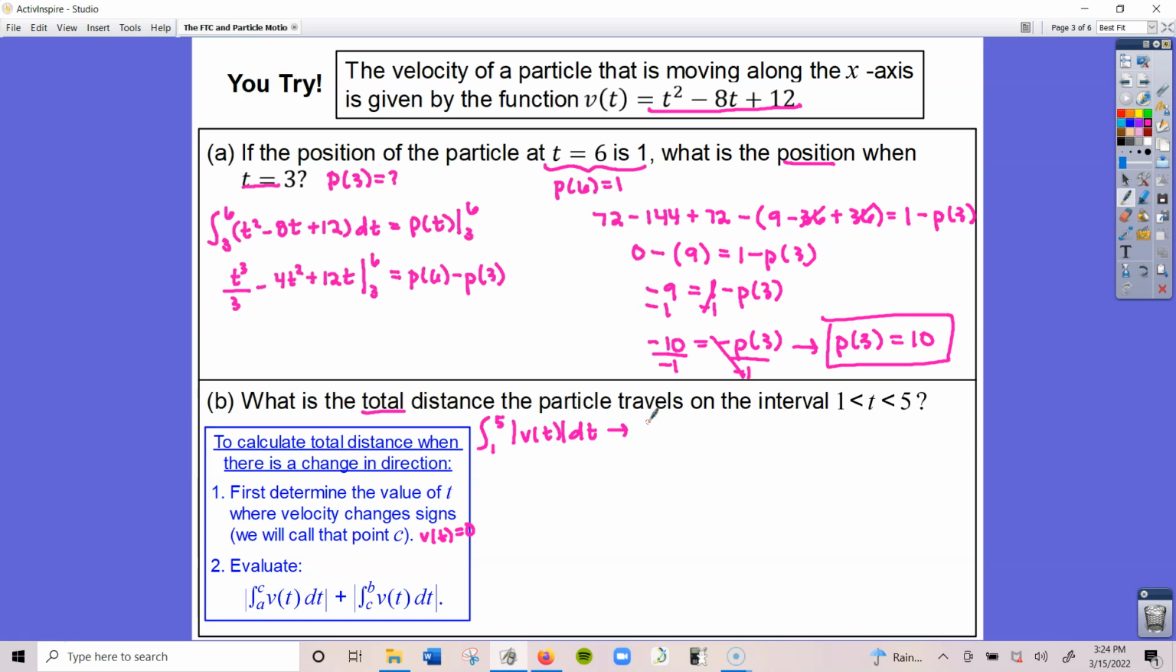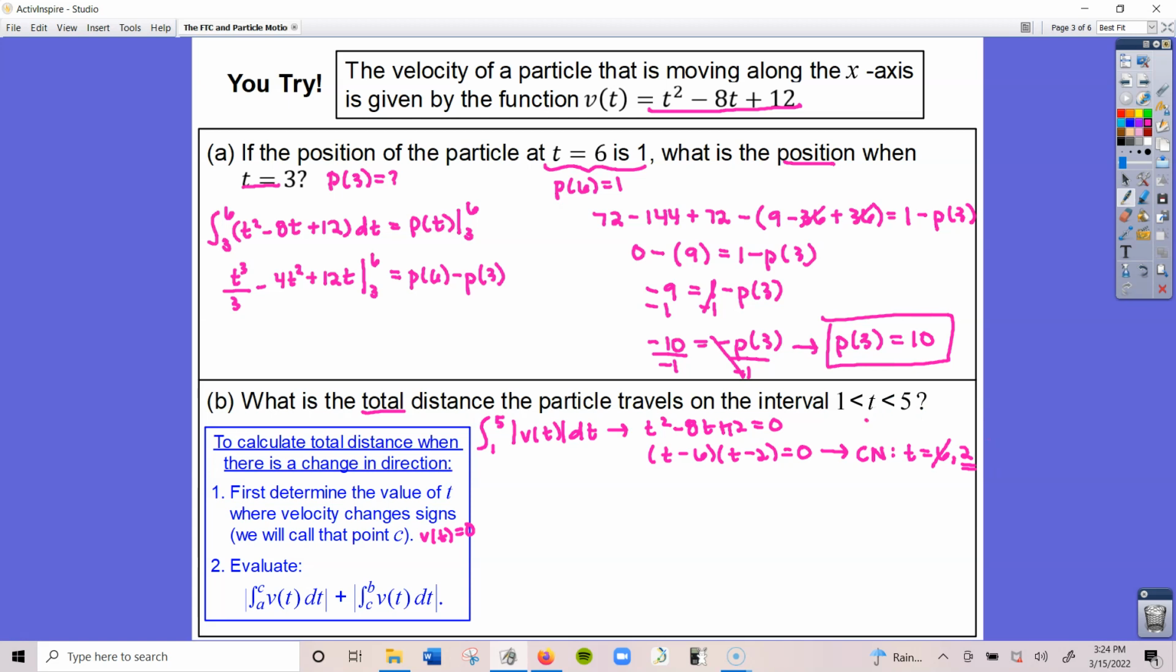So my v of t, which is t squared minus 8t plus 12, equals 0. Since this is a quadratic, I can factor. This is t minus 6 and t minus 2, since negative 6 times negative 2 is positive 12, and negative 6 minus 2 gives me negative 8. So I have two critical numbers, which are t equal to 6 and 2. The 6 is outside of this interval, so I don't need that one. My only critical number now is 2.